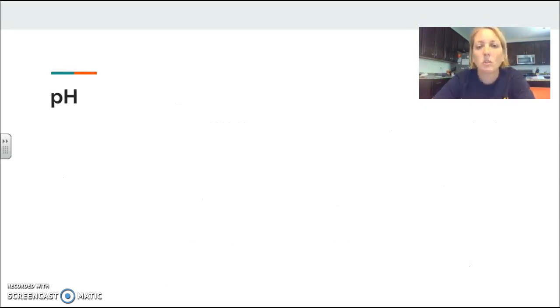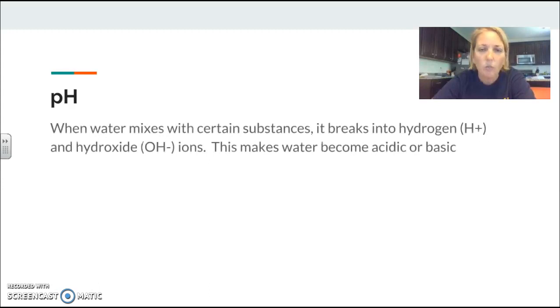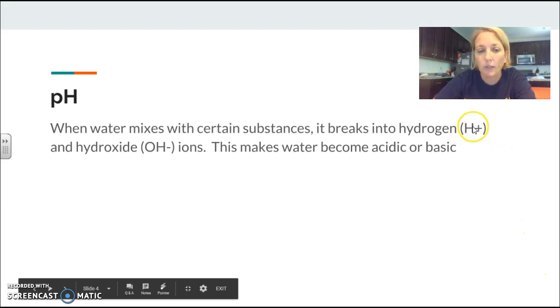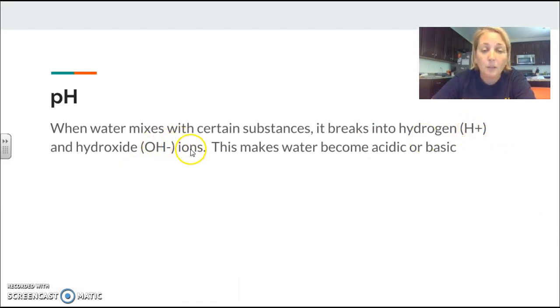All right, pH is percent hydrogen. When water mixes with certain substances, it can get broken down into hydrogen and hydroxide. So water is H2O, and you can see hydrogen is a positive. Hydroxide is a negative. Ions basically means a molecule that has a charge to it, negative or positive. So water can become acidic or basic, and so we're going to talk about that scale and what acidic versus basic means.